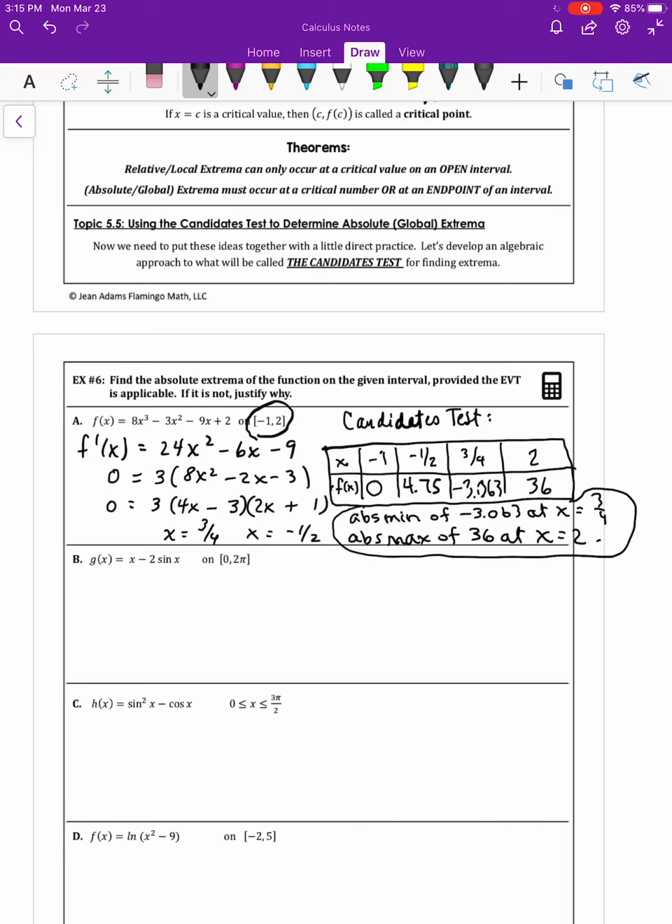So what did we do? We took the derivative, we set it equal to 0, and we found our critical points. And then we made a candidates test chart with the endpoints of our interval and our critical points that were in between those two values.